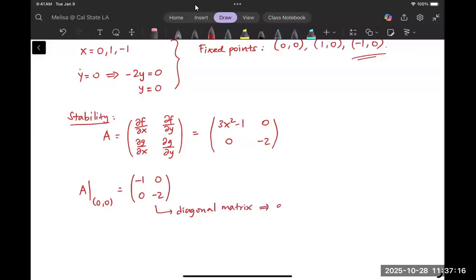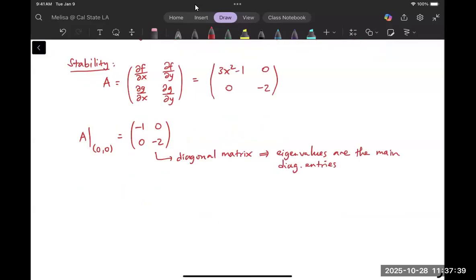So that means eigenvalues are the main diagonal entries. Of course, you can always use the characteristic polynomial and then solve for lambdas, but this one is a lot faster, right? So lambda 1 is -1 and lambda 2 is -2. Okay, so just read the main diagonal entries.